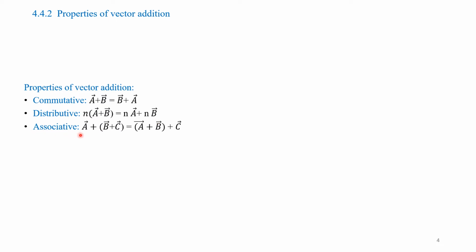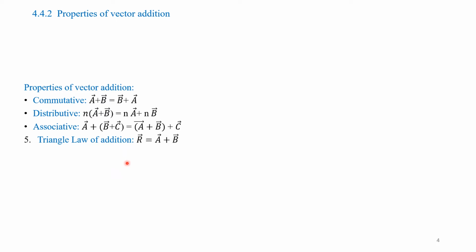Associative property. Let us consider three vectors A, B and C. A plus within brackets B plus C is equal to within brackets A plus B within brackets plus C. That is, the brackets can be interchanged. That is the associative property of vectors.